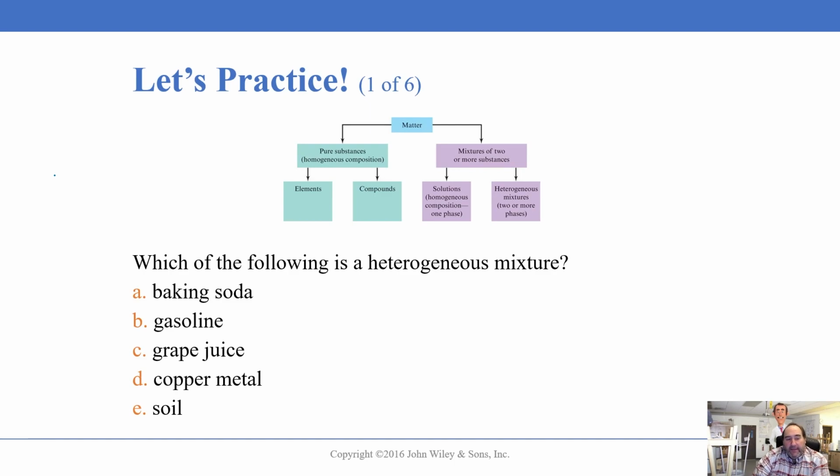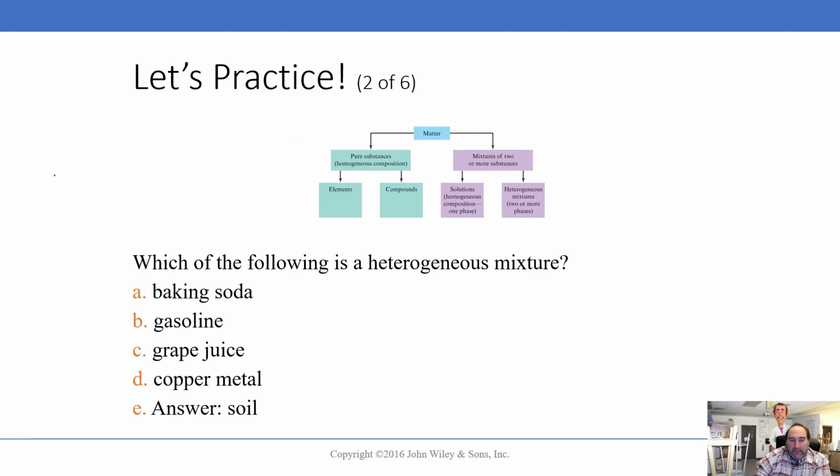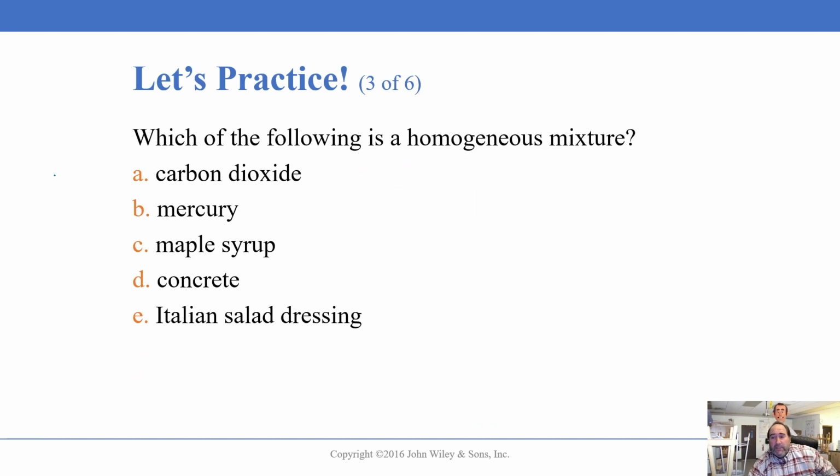So take a moment here and think about which one is heterogeneous. And hopefully you took soil as our answer. Soil is made up of a lot of things, dirt, rocks, whatever it may be. Obviously, copper metal is one substance by itself, grape juice, one by itself, gasoline, and baking soda is one compound by itself. Which of the following is a homogeneous mixture?